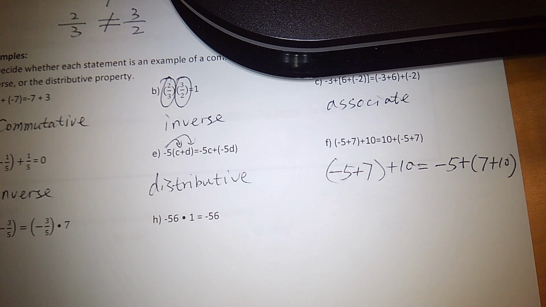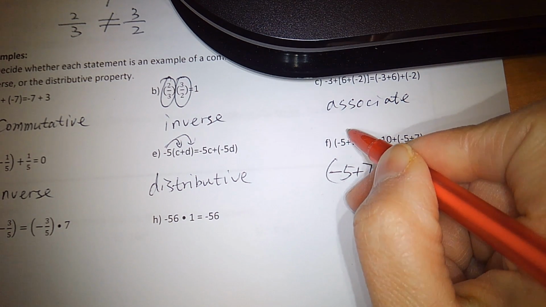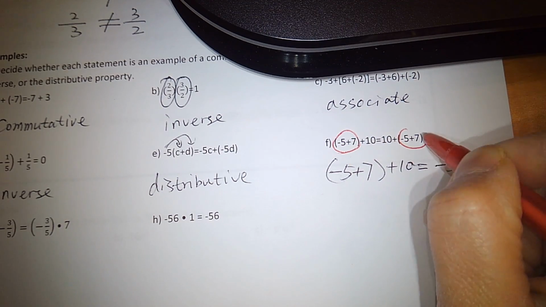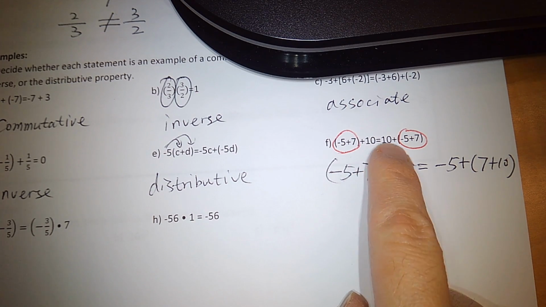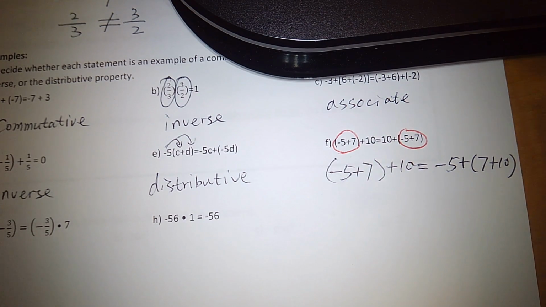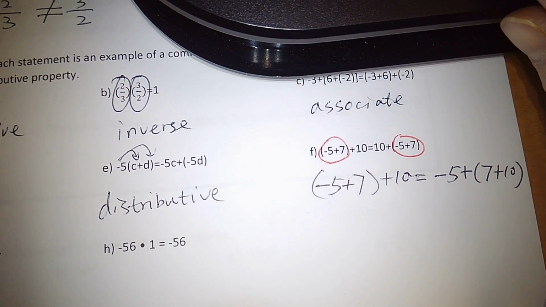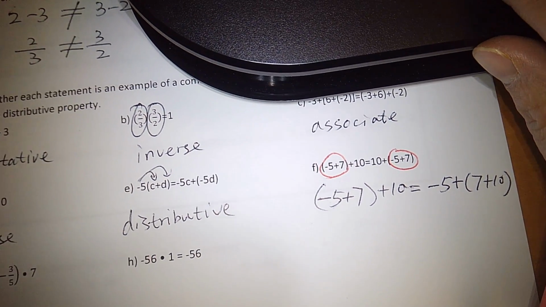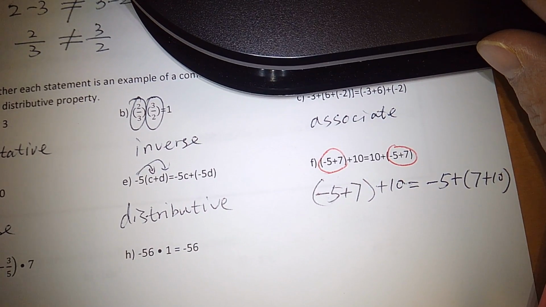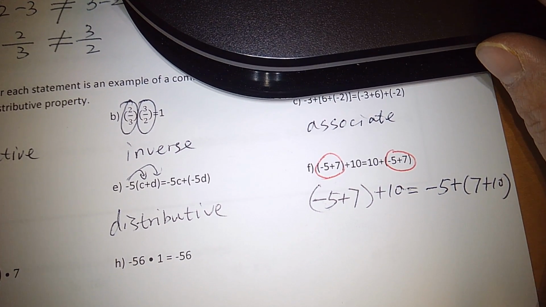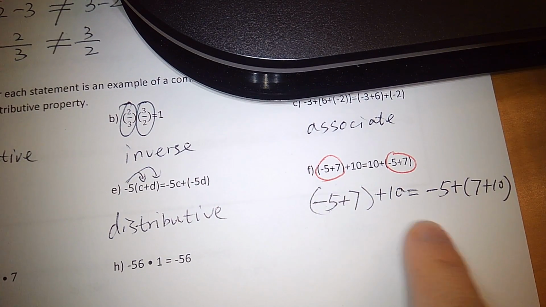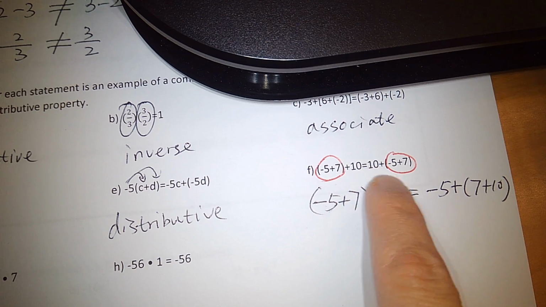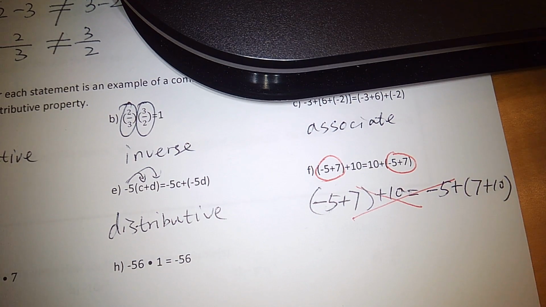However, this is tricky, okay? This is a tricky question. -5 plus 7 plus 10 equals 10 plus -5 plus 7. Consider -5 plus 7 as a whole thing. What property are we using for this question? A plus B equals B plus A. What is it? Commutative property. Do you see that, guys? This is not associative, even if it looks like it has three numbers. It is commutative.